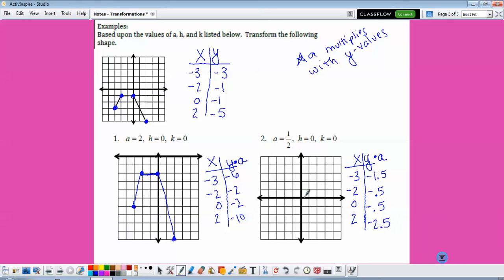And now I graph. -3 down 1.5. -2 down half. 0 down half. And 2 down 2.5. So it kind of looks like somebody stepped on our picture and smushed it. So it's shrunk. It's not as tall.